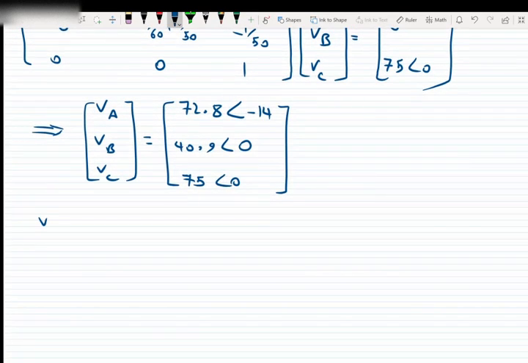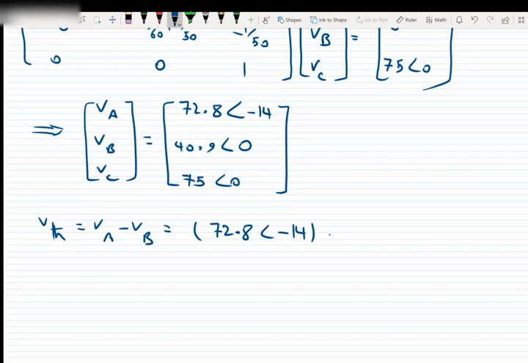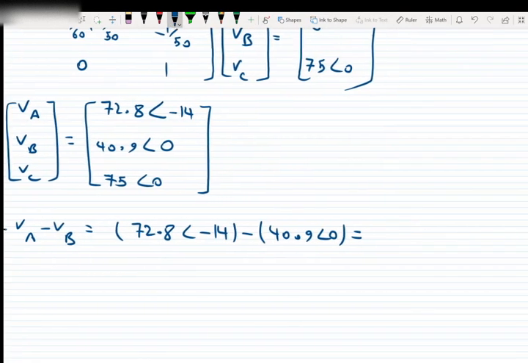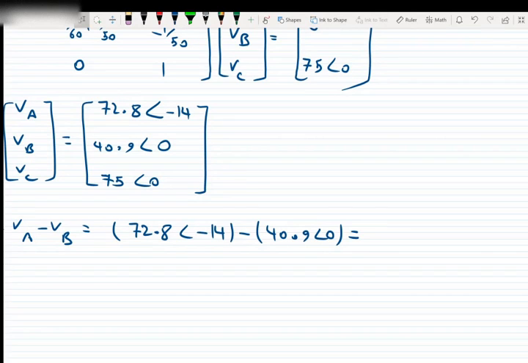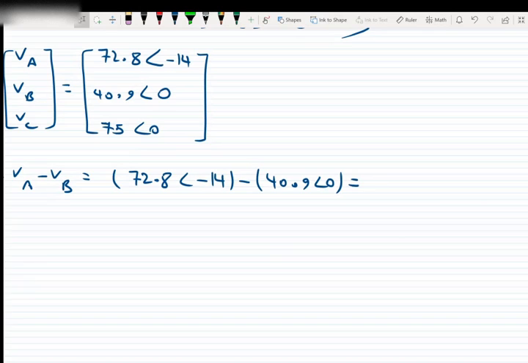As I mentioned, V Thevenin is equal to VA minus VB. VA of course is 72.8 with the angle of negative 14 minus VB, which is 40.9 with the angle of 0. Okay, we need to convert them to rectangular form, then subtract them and convert back to polar form. I want you to pause the video and try to do this calculation and compare your answer with my answer.